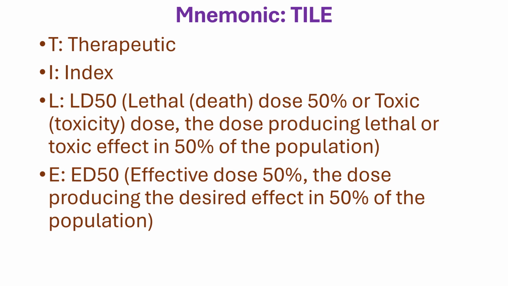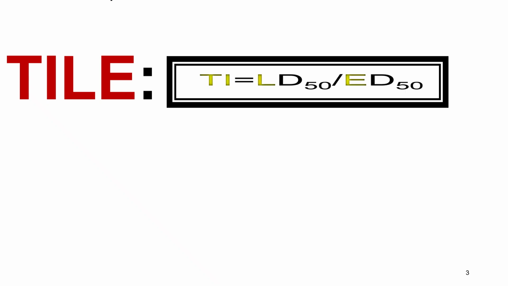And E for ED50, that is the effective dose, the desired therapeutic response in 50% of the tested population. ED50 is usually used in in vivo studies, whereas EC50, the effective concentration, we sometimes use in in vitro studies. So the mnemonic is TILE: therapeutic index equals LD50 over ED50, or also we can say TD50 over ED50 or EC50.